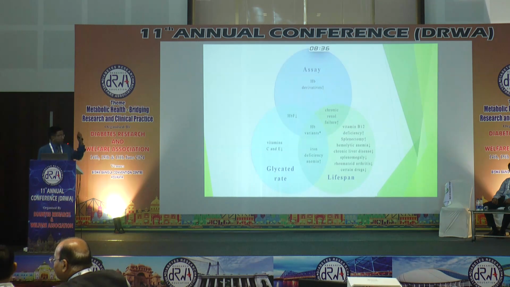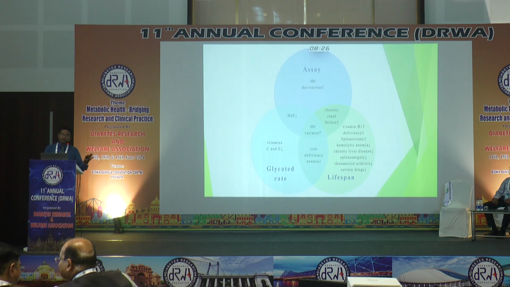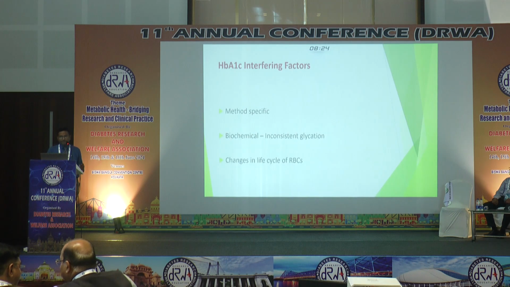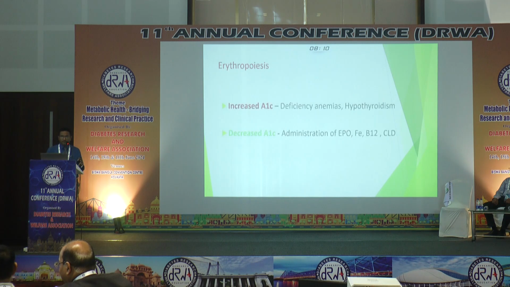So when you interpret the HbA1c, look at all the factors, look at the patient. When you see the patient clinically, these factors should not be there, and the patient history should be taken carefully to avoid misinterpretation of HbA1c as well. So interpretation errors are method specific. As I said, the chromatographic methods, the ion exchange methods, HPLC, all these things are different. Biochemical inconsistent glycation and changes in lifestyle all cause interference of the HbA1c.